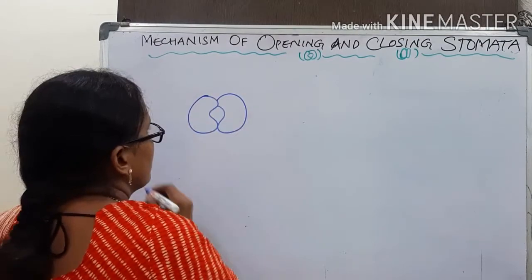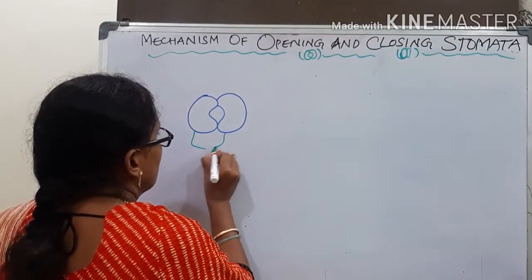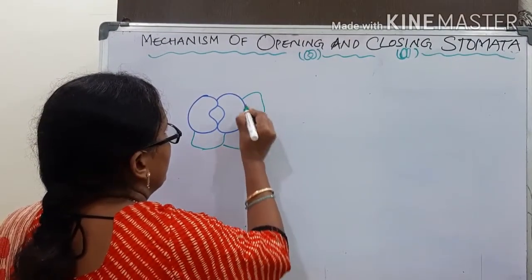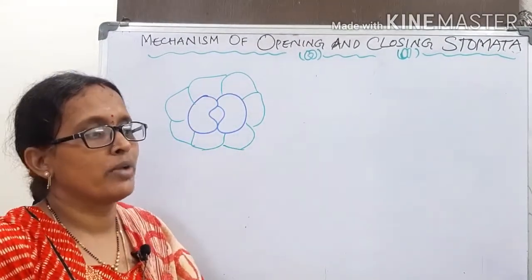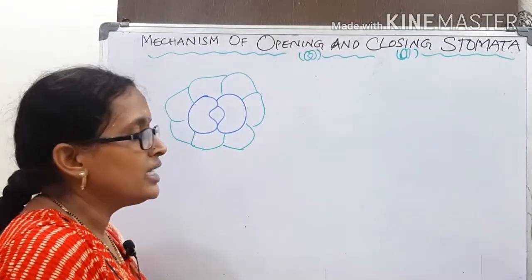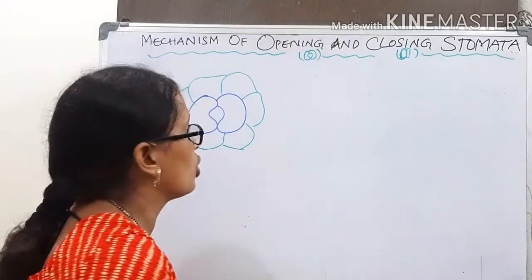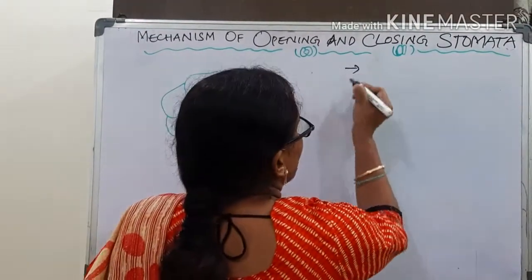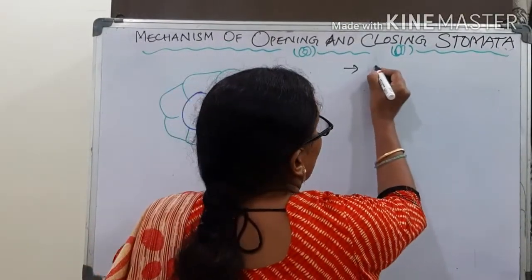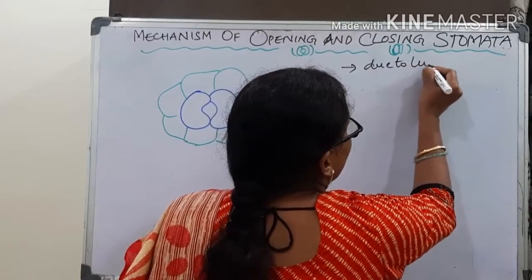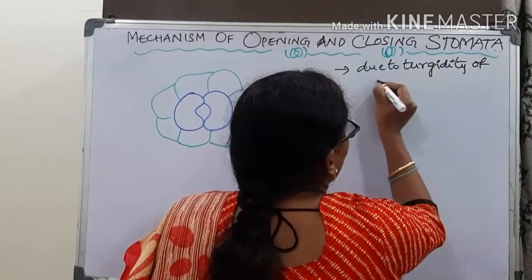If you observe the structure of stomata, in case of dicots, it is a bean shaped structure, and these are surrounded by the epidermal cells. So this is the structure of stomata. Stomata mainly open and close due to the turgidity of the guard cell. That is very important. Opening and closing take place due to turgidity of the guard cell.